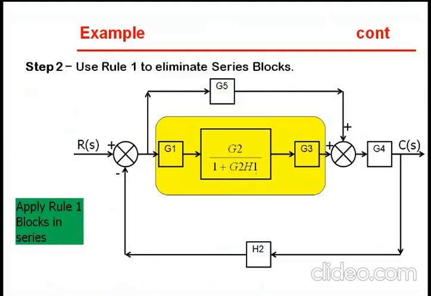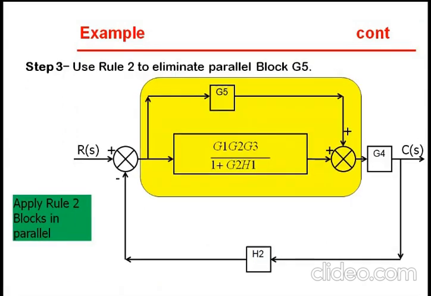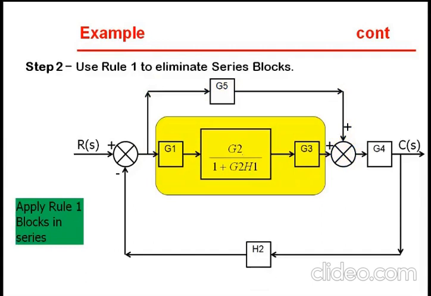Now if you observe the next redrawn diagram, you need to redraw each and every step. So step number 2 is, now G1, G2 and G3 are looking just like in series. There are no intermediate blocks here. Hence, in step number 2, use rule number 1 to eliminate this combination of series blocks. All of you are aware that the combination of series blocks is the product of each of them. So the resultant block you will get here is G1 G2 G3 by 1 plus G2 into H1. In the numerator, G2 with G1 and G3 will multiply.